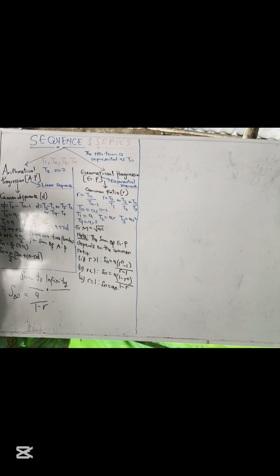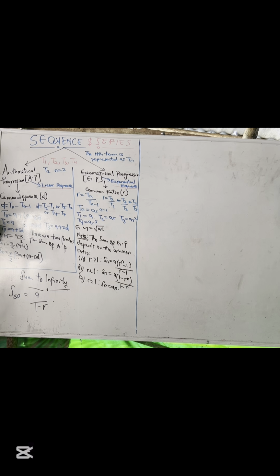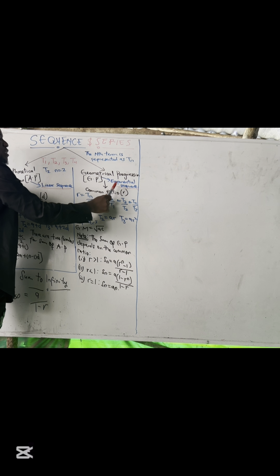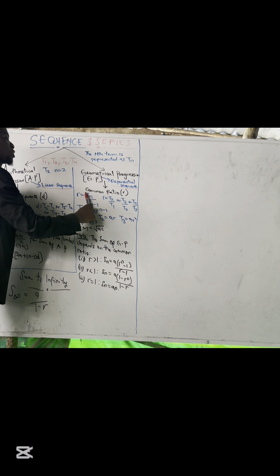So we say that based on the rule, sequence is subdivided into two. We have the arithmetical progression, we have the geometrical progression. Arithmetical progression is also known as linear sequence, geometrical progression is also known as exponential sequence. For arithmetical progression, we talk about common difference. For geometrical progression, we talk about common ratio.